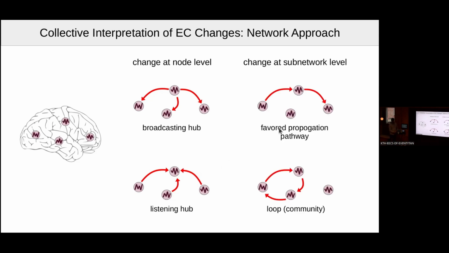And on the other end, you can have changes at the network level. So here you've got these two interactions that increase, and that's going to make a favored pathway for the propagation of activity in the network. And if you look at this, you've got a loop, and that's expected to further reinforce a pathway that determines a community where you've got stronger activity, right?